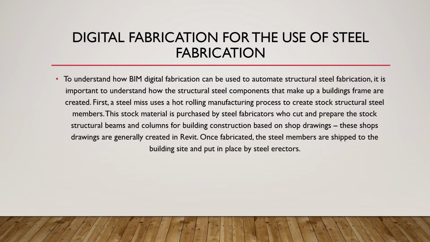To understand how BIM digital fabrication can be used to automate structural steel fabrication, it is important to understand how the structural steel components that make up building frames are created. First, a steel mill uses a hot rolling manufacturing process to create stock structural steel members. This stock material is purchased by steel fabricators who cut and prepare the stock structural beams and columns for building construction based on shop drawings. These shop drawings are generally created in Revit. Once fabricated, the steel members are shipped to the building site and put in place by steel erectors.